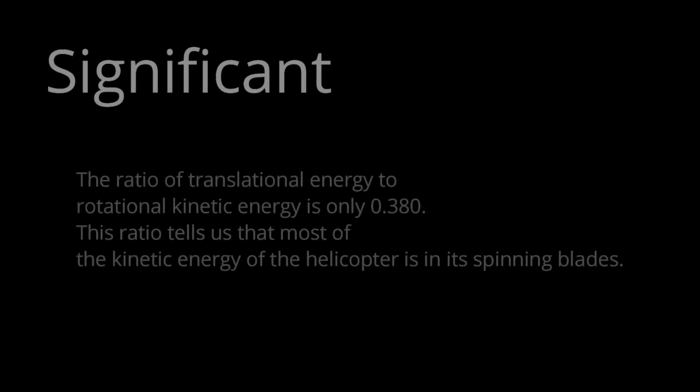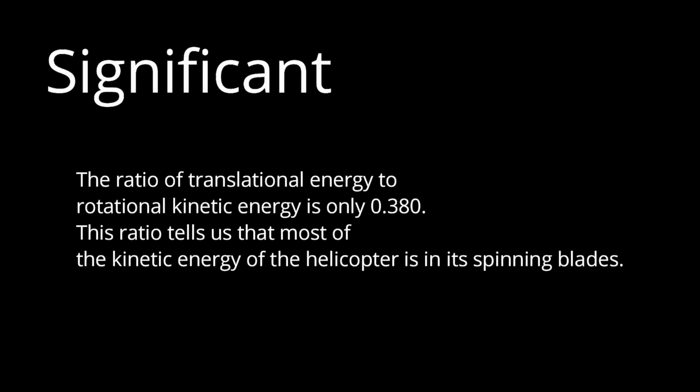So the significance is that the ratio of translational energy to rotational kinetic energy is only 0.380. This ratio tells us that most of the kinetic energy of the helicopter is in its spinning blades.